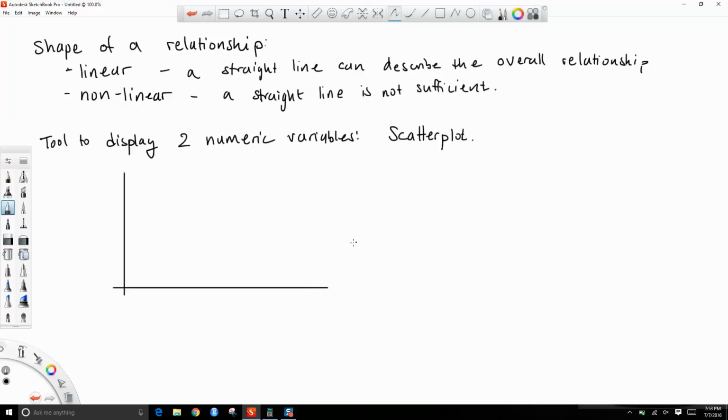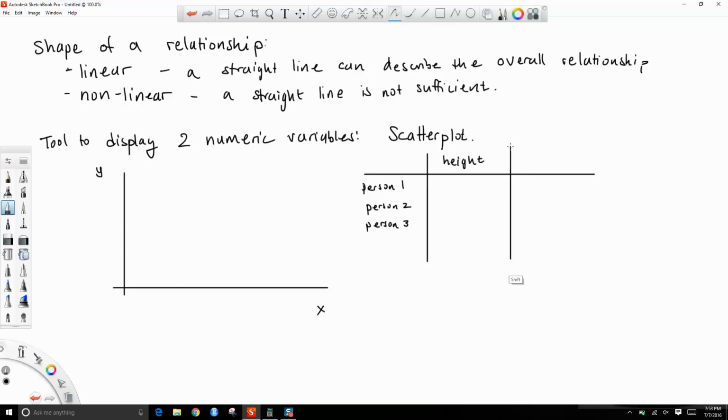Okay, and so we have an x variable and a y variable, and you're basically plotting coordinate pairs. We could survey people and ask different people. We can have person 1, person 2, person 3, and so on and so forth. And we could ask them for two numeric variables. We can say, what is your height? And what is your weight?